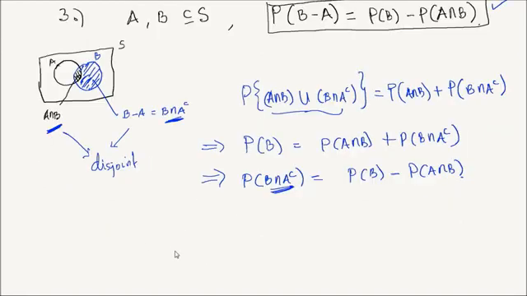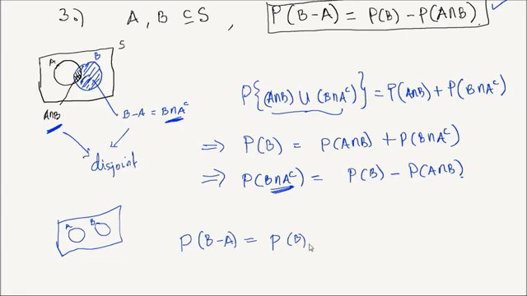What if A and B are disjoint? In other words, what if we have something like this? That is A and that is B. In that case, the probability of B minus A, which is equal to the probability of B minus the probability of A intersection B, would simply be equal to the probability of B, because their intersection is the empty set, and the probability of an empty set is 0.